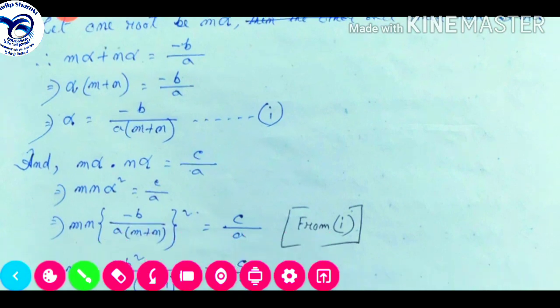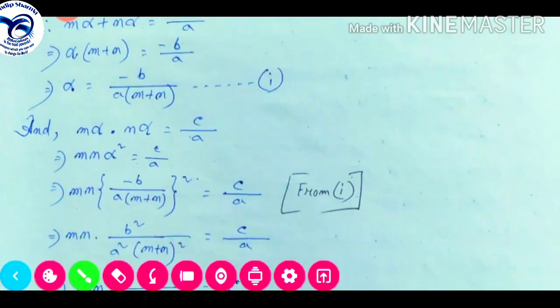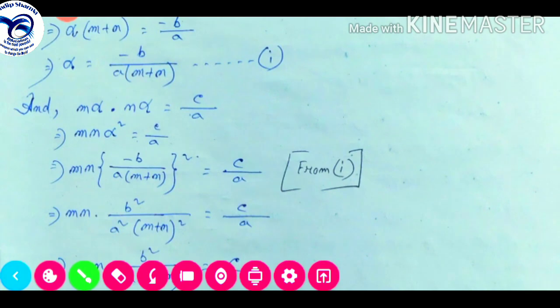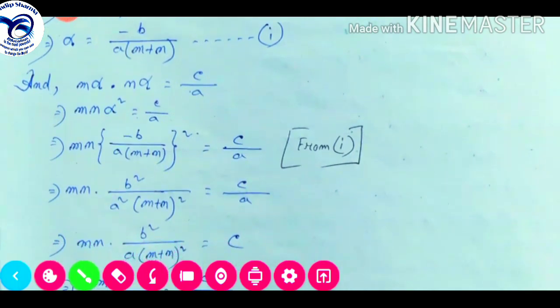Now the product of the two roots, m alpha into n alpha, is equal to c by a. Now mn into alpha will be alpha square.